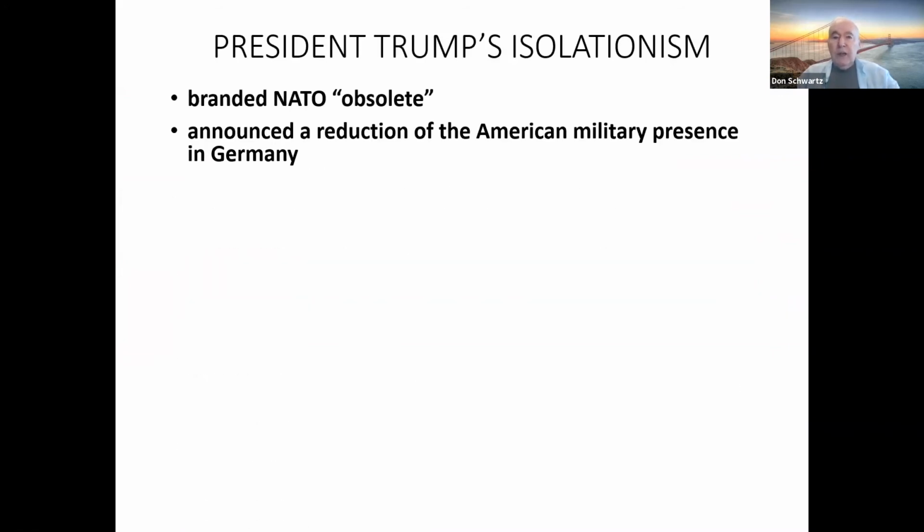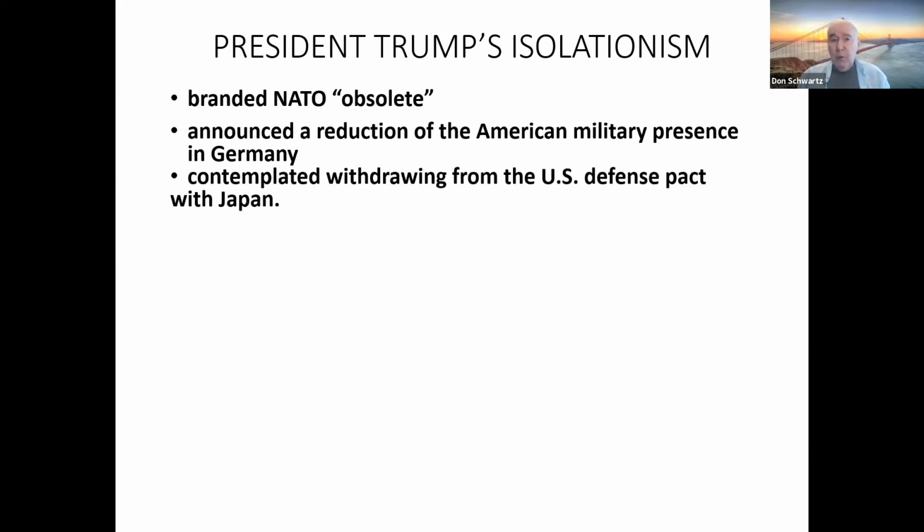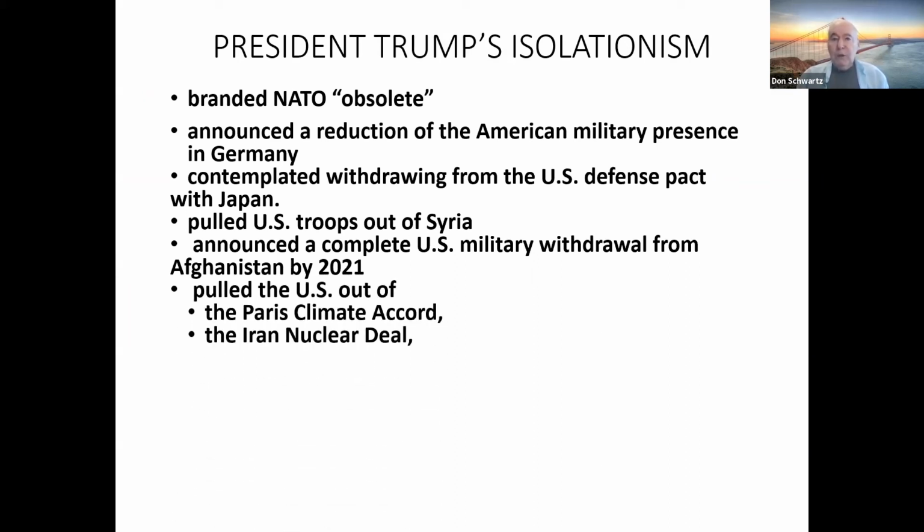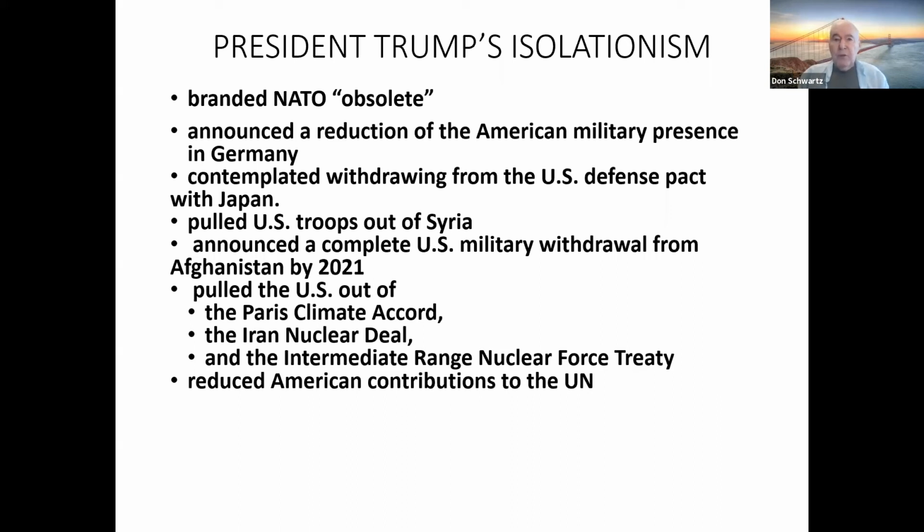He announced a reduction of the American military presence in Germany, and he contemplated withdrawing the US Defense Pact with Japan. Trump pulled US troops out of Syria, and he announced a complete US military withdrawal from Afghanistan by 2021. Trump pulled the United States out of the Paris Climate Accord, the Iranian nuclear deal, and the Intermediate Range Nuclear Force Treaty. He reduced America's contributions to the UN.